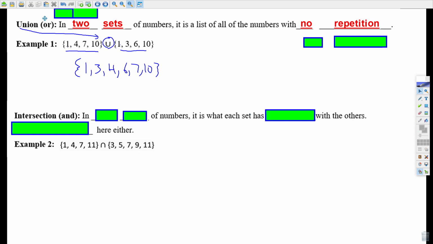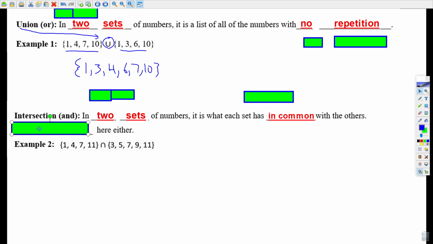The other word, so that was or. If you see the word and, that means intersection. So in two sets of numbers, it is what each set actually has in common with the other. Again, you don't need to have repetition.